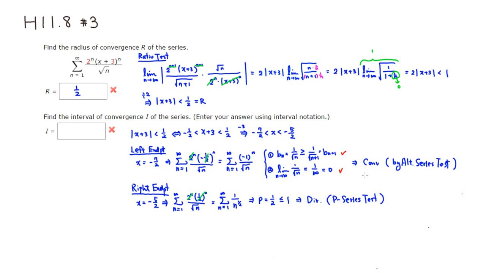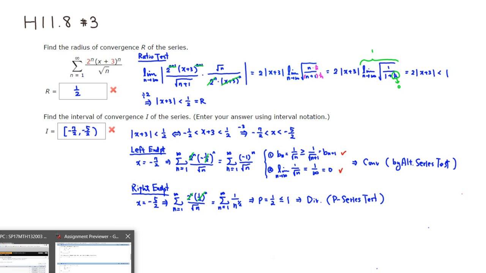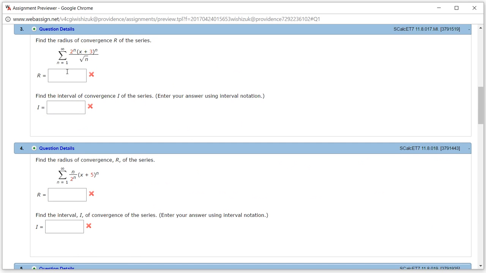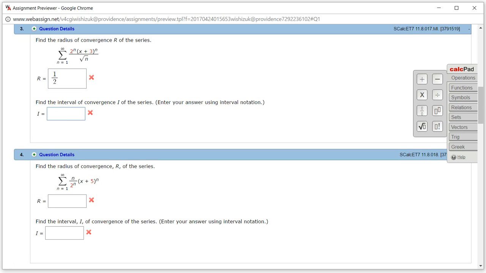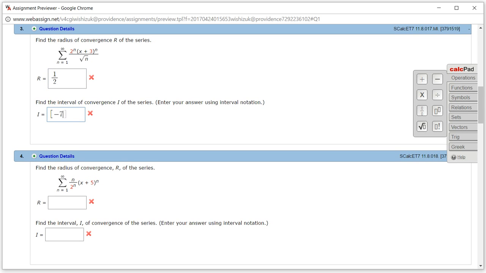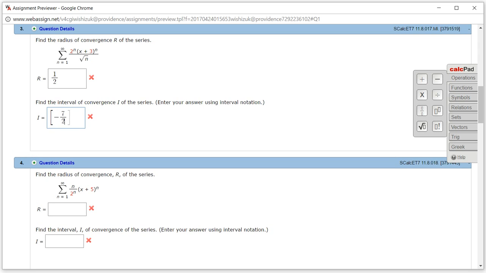So we want to include the left endpoint, negative 7 over 2, but exclude the right endpoint, which is negative 5 over 2. Let's type it in. The radius of convergence is 1/2, and the interval of convergence is negative 7 over 2 to negative 5 over 2.